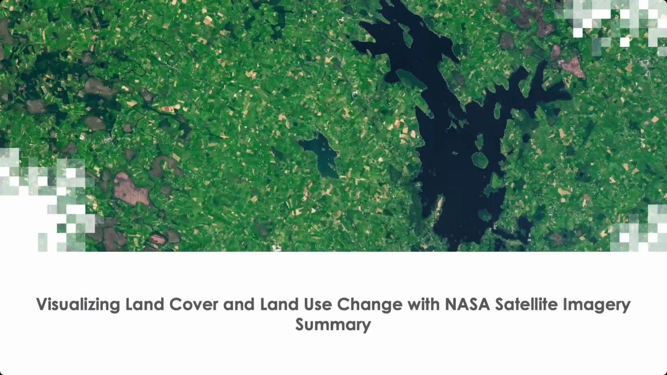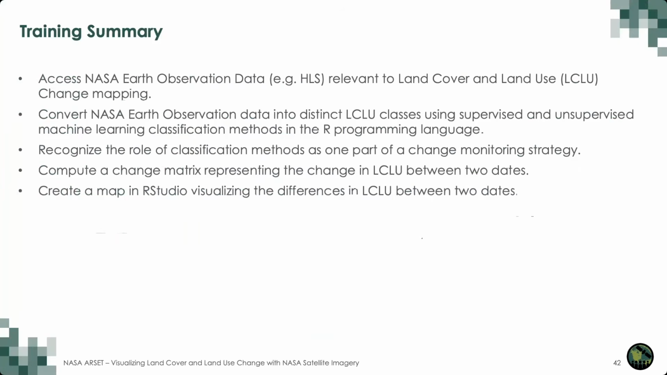So now let's review what we've seen in both parts of this training. Over the course of this 2-part training, we've hopefully learned how to access NASA Earth observation data relevant to land cover and land use change mapping, convert NASA Earth observation data into distinct land cover land use classes using supervised and unsupervised machine learning classification methods in the R programming language, recognize the role of classification methods as one part of a change monitoring strategy, compute a change matrix representing the change in land cover and land use between two dates, and finally, create a map in RStudio visualizing the differences in land cover and land use between two dates.